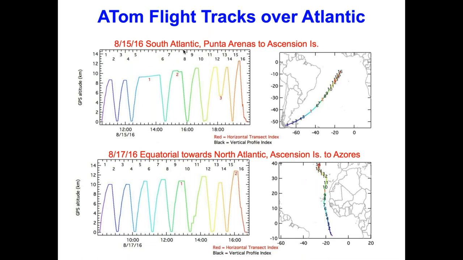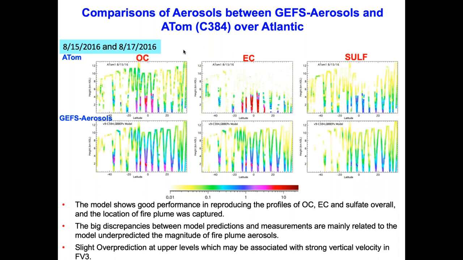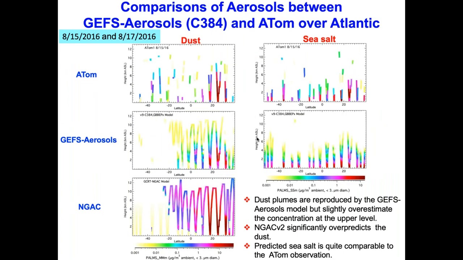And this is the ATom flight track over the Atlantic from South Atlantic to North Atlantic. From this comparison, we can see that for OC, EC and sulfate, the model shows very good performance in reproducing these vertical profiles, especially the location of the fire plumes. However, the fire plumes are underestimated in our model. We can also see slight over prediction in the upper levels, which may be due to the strong vertical velocity in the FV3.